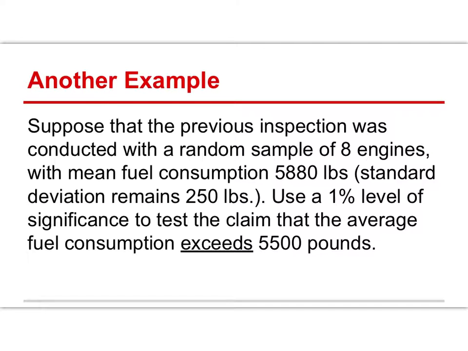So some important information here in this problem. Embedded in here we have a value of n. Our sample size is 8. We have a value for x bar. We have a value for s. And we are asked to take those numbers, put them together with our claim about 5,500 pounds in order to test the claim that the average fuel consumption is in excess of 5,500 pounds. So give this problem a try, and we'll come back together and we'll solve it.